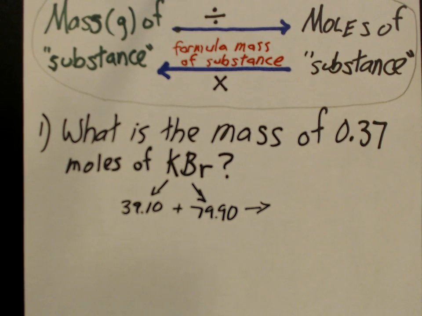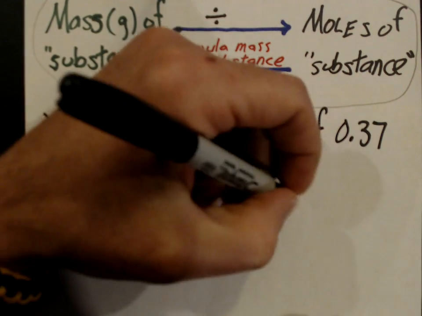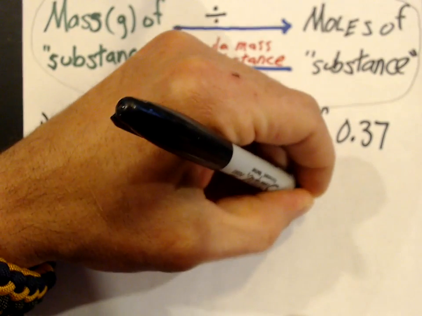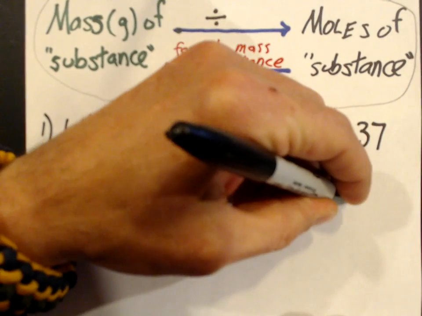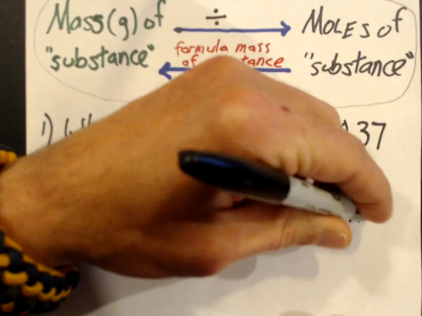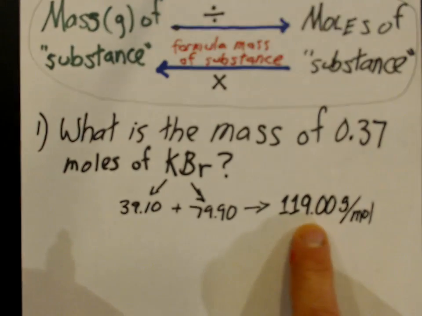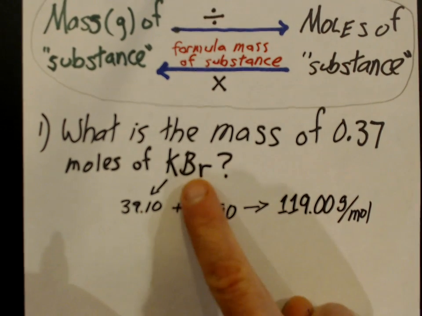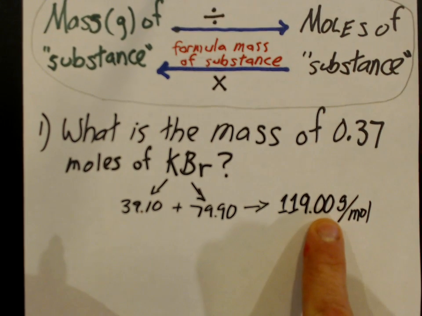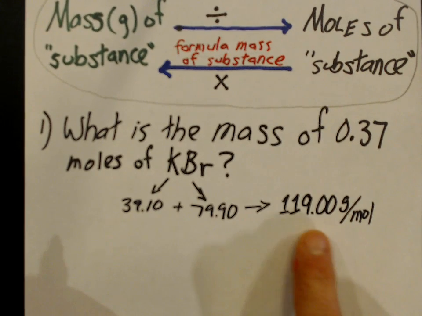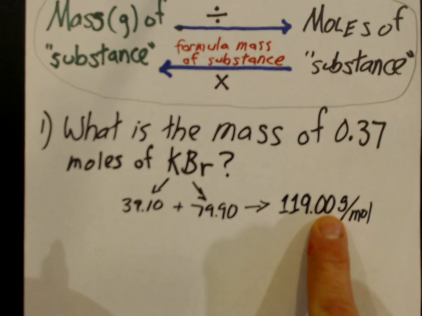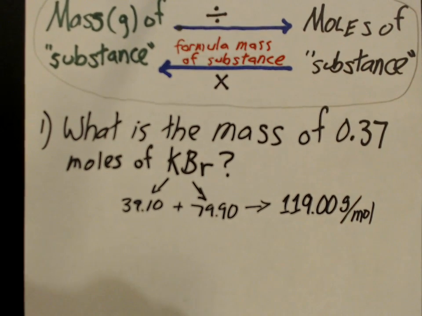79.90 plus 39.10 equals 119.00 grams per mole. That, ladies and gentlemen, is the formula mass of this compound. Nice double zero, isn't it? It's like a nice even round number. But once again, 2 decimal places, even if they are zeros.